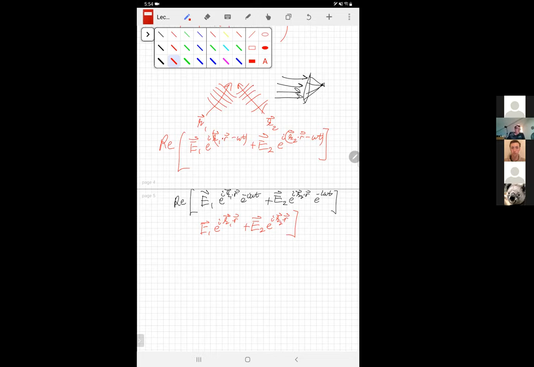Any questions? Well, k is telling you the direction that the wave is going in.